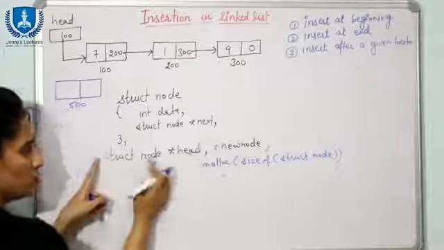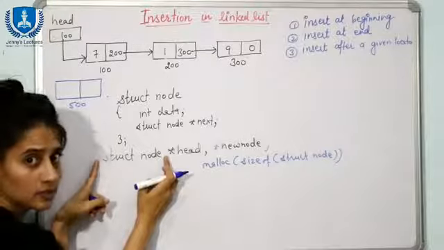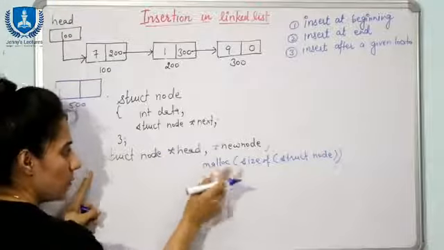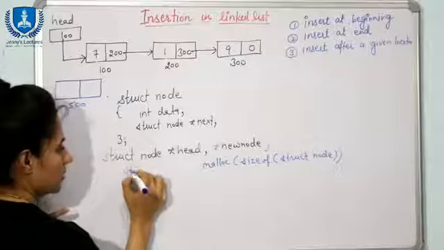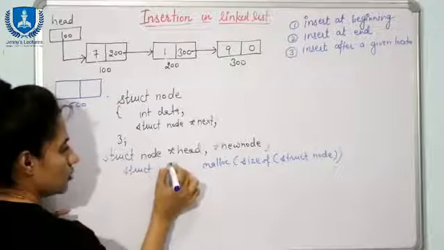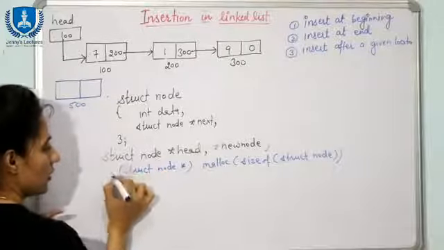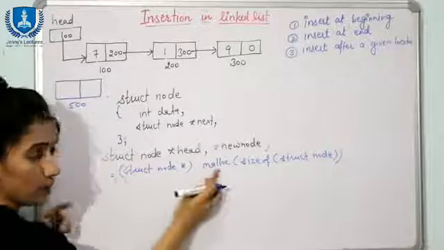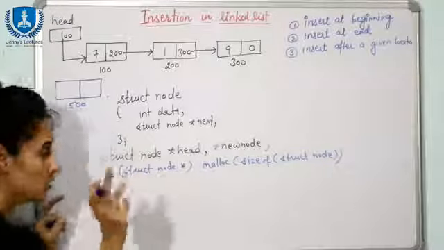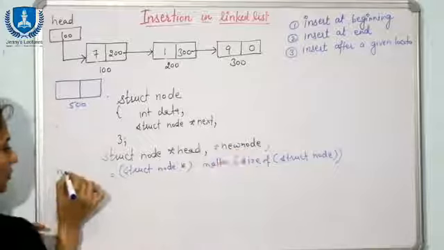It is pointer to node. Data type is struct node. Fine. So you have to typecast this thing. How to typecast? You will write here struct node asterisk.